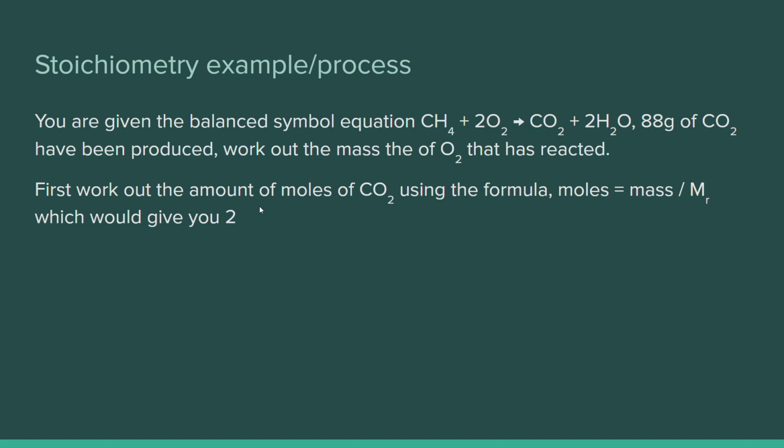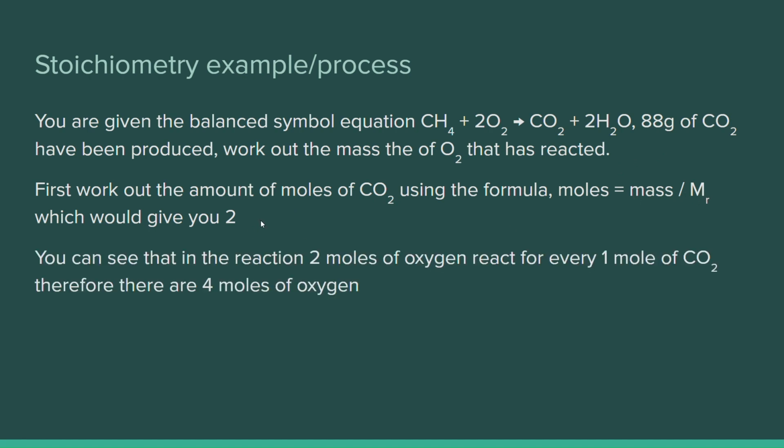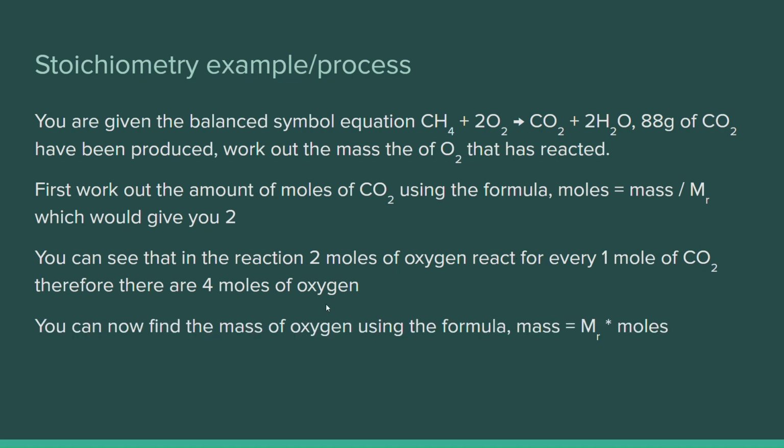So first you can see that there's 2 moles of CO2 because mass over Mr, 88 over 44, is 2. So you can see that in the reaction, 2 moles of oxygen react for every 1 mole of CO2 because you see there's 1 mole here and 1 mole here and 2 moles here. So 2 times 2, that's 4 moles of oxygen. So you then find the mass of oxygen using the formula mass equals Mr times moles. And 32 times 4 is 128, so the answer would be 128.